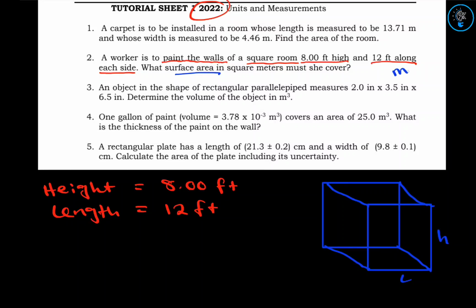So take note of that. The units must be square meters. Okay, so we need to convert feet into meters. So that must be part of our work. The other thing we need to consider is that what we are calculating is the area of a room. So a room has how many sides? It has 4 sides. Is it 4?